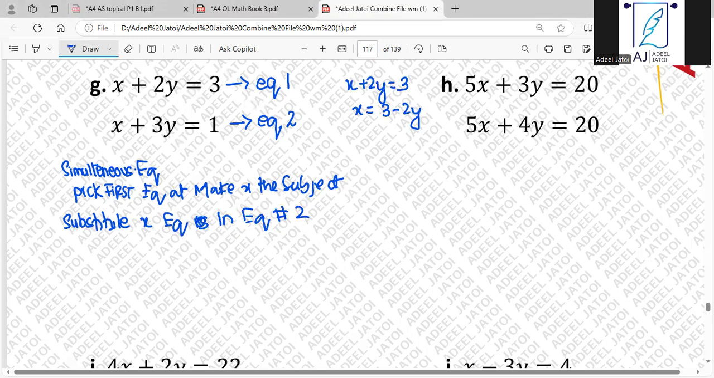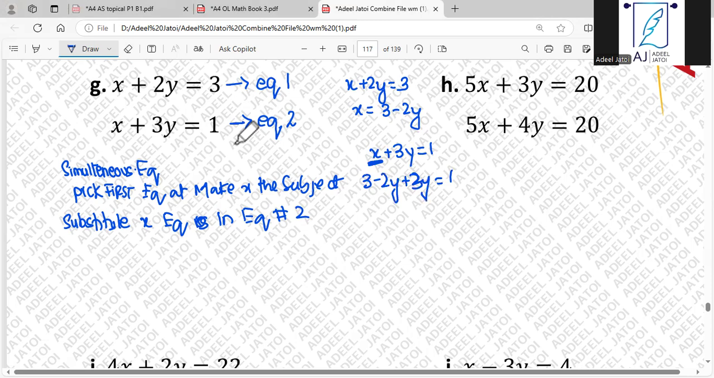To make x the subject, what we did was we shifted plus 2y to the right hand side. So it becomes 3 minus 2y. Then the second equation is x plus 3y equal to 1. We substitute in the place of x. So this will be 3 minus 2y plus 3y equal to 1.